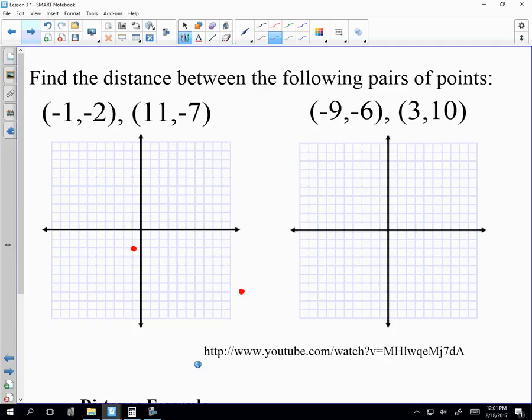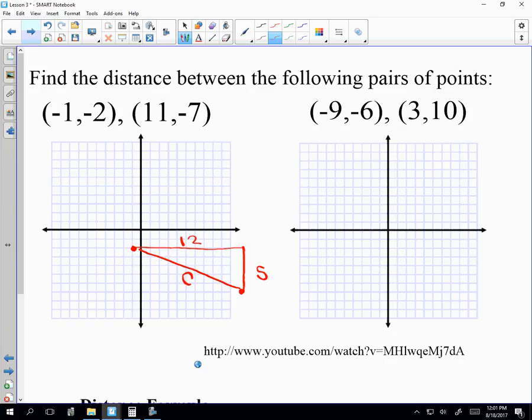Now, when we're trying to find distance, we're trying to find the shortest measurement between the 2 values. In order to find distance, what we have to do is turn this into a right triangle. And since we're doing horizontal and vertical lines, it's fairly easy to find the measurements of these pieces. So here we have a measurement of 5, because we're going down from -2 to -7, and we're going from -1 to 11, so we're covering a distance of 12.